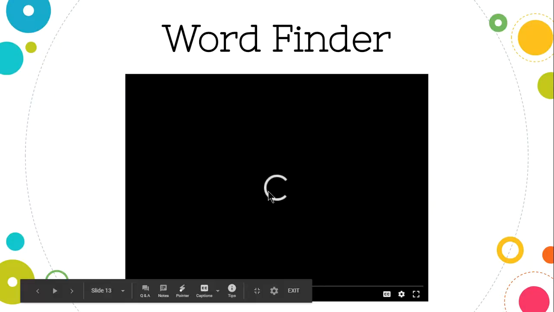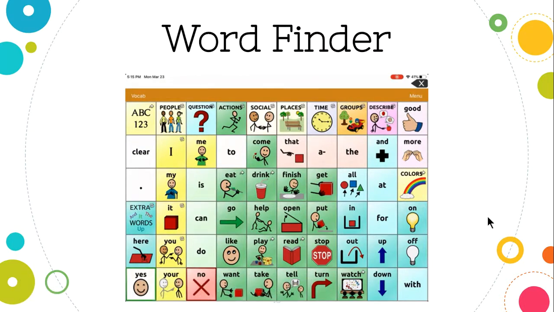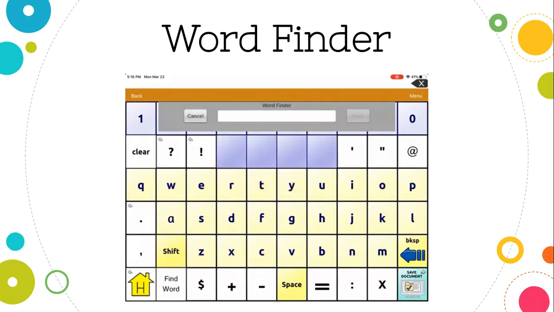So if you want to find a word, up in the top left-hand corner is a button that says ABC123. You're going to go ahead and touch that. And then down at the bottom, the second button over from the left says Find Word. So you're going to touch on that, and then you'll type in whatever word you're looking for. So let's pretend we're going to look for dog. So I'll type D-O-G, and then I'm going to hit Find.